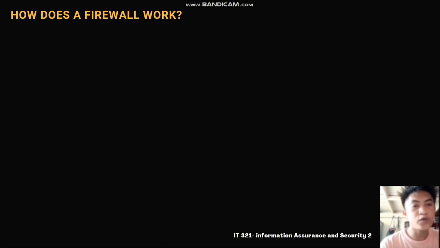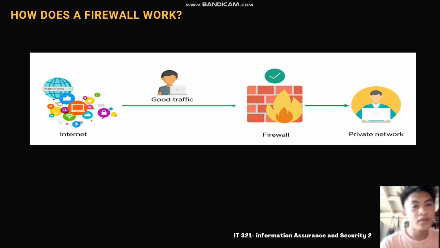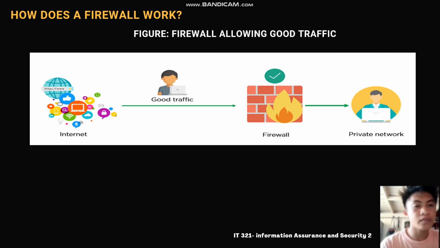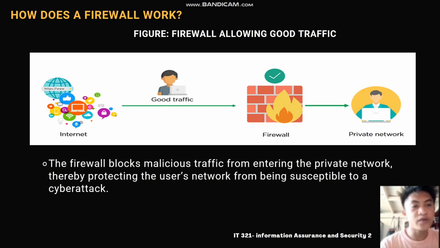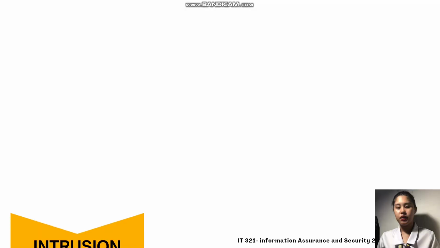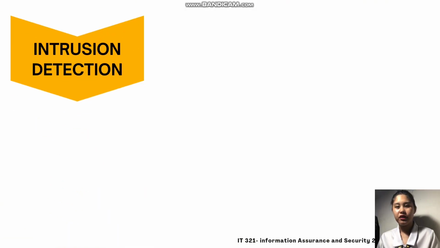How does a firewall work? The firewall allows good traffic. Internet, good traffic, firewall, private network. The firewall blocks malicious traffic from entering the private network, thereby protecting the user network from being susceptible to a cyber attack. So what is intrusion detection?